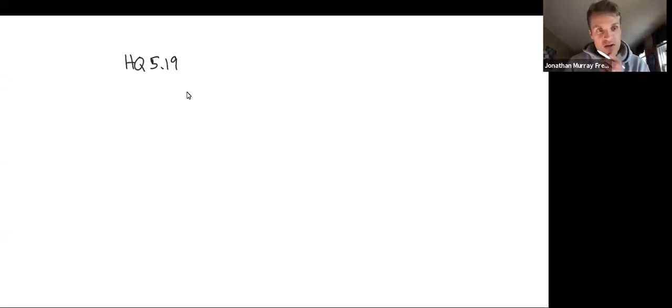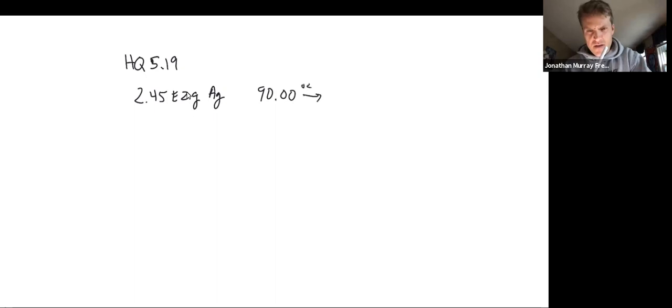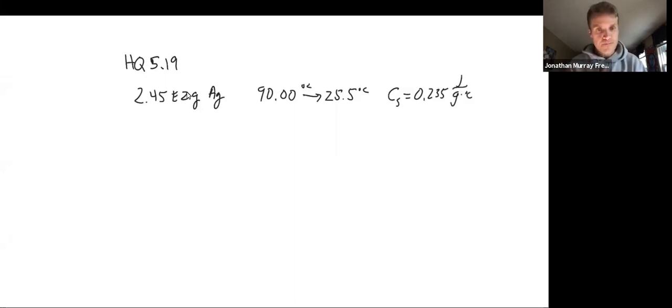So yeah, homework question 5.19. We're given this information. How much heat is liberated from 2.45 e to the 2 grams of silver when the silver cools down from 90 degrees to 25.5 degrees Celsius, given that the heat capacity of silver is 0.235 joules per gram times degrees Celsius.